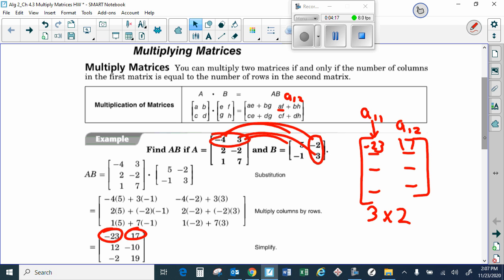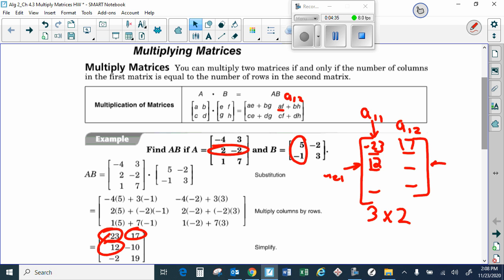Okay, this spot right here is element 2, 1, row 2, column 1. So I take row 2 with column 1. So 10 plus 2 is 12. And that's why you see the 12 right there.